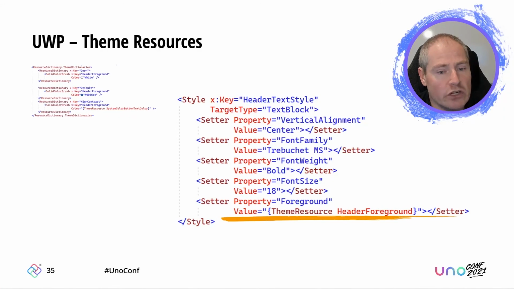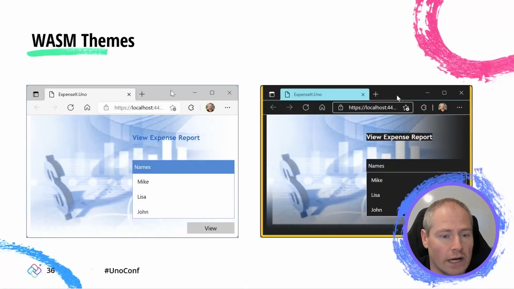In terms of how we would use this, we'll have our style again for our header text style, and instead of specifying a static resource, this time we're specifying a theme resource which will be updated dynamically should the system theme change. So as an example, here is our WASM version of our application running in light theme, and then the system's been switched to high contrast and we can see the colors have changed.